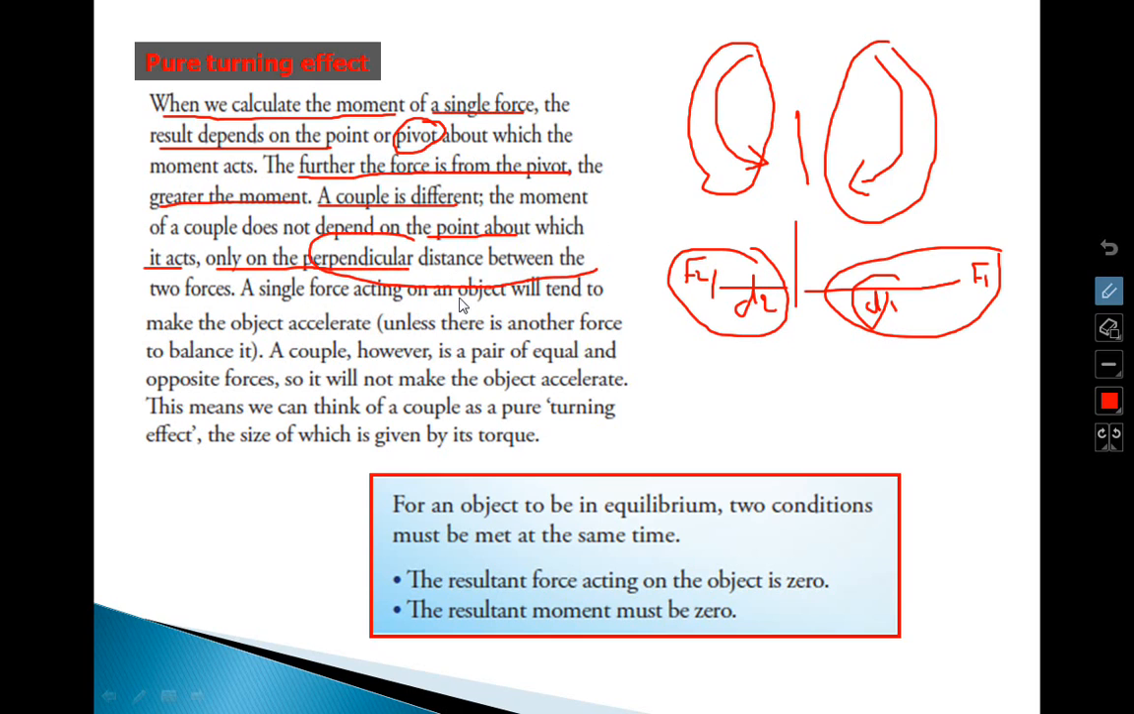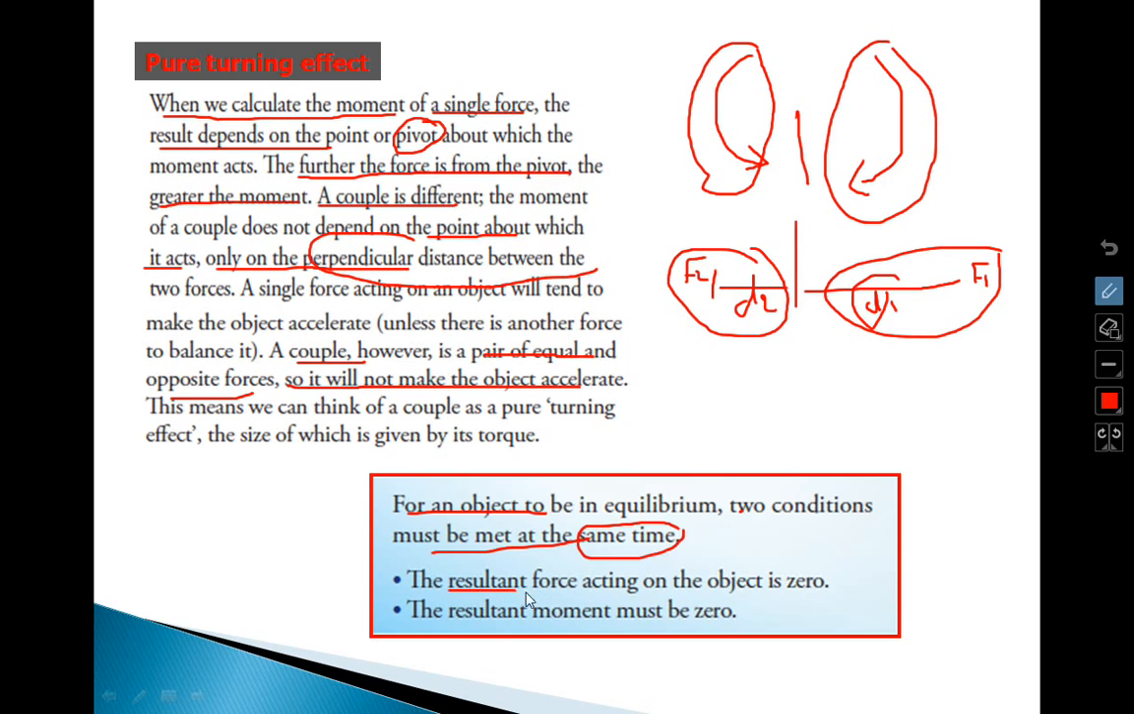A single force acting on an object will tend to make the object accelerate. A couple, however, is a pair of equal and opposite forces, as we said, so it will not make the object accelerate. This means we can think of a couple as a pure turning effect. For any object to be in equilibrium, two conditions must be met at the same time.